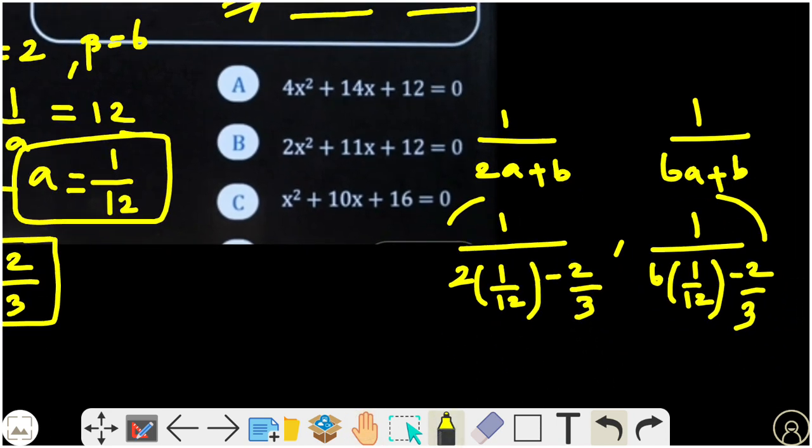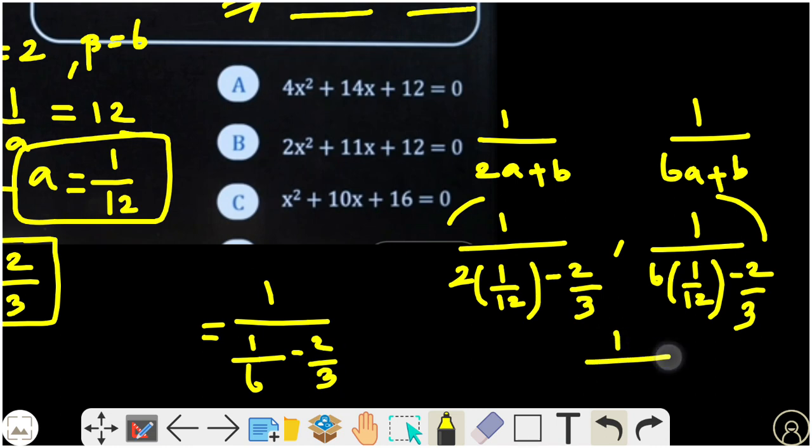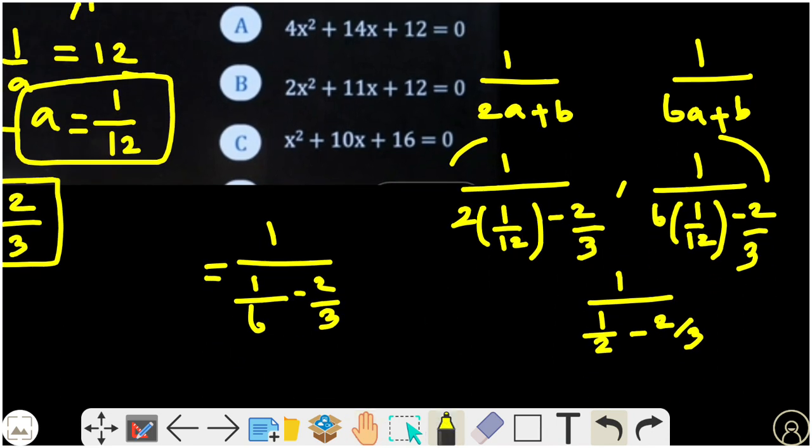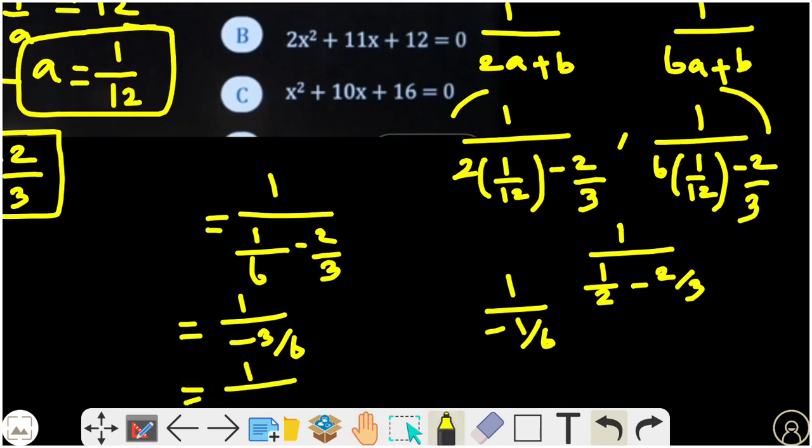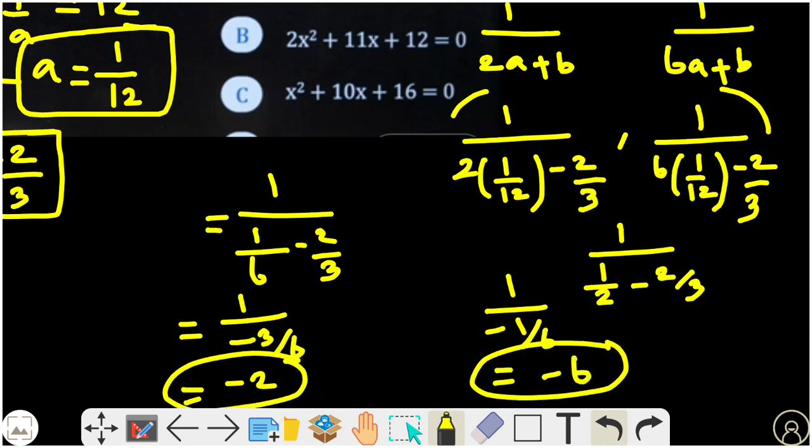If you solve this now, you will get 1 divided by 1 by 6 minus 2 by 3, and here 1 divided by 1 by 2 minus 2 by 3. After simplification, you will get 1 divided by minus 3 by 6, and here 1 divided by minus 1 by 6. So this becomes 1 divided by minus 1 by 2, which we can directly write as minus 2, and this becomes minus 6. So one root is minus 6, another root is minus 2.